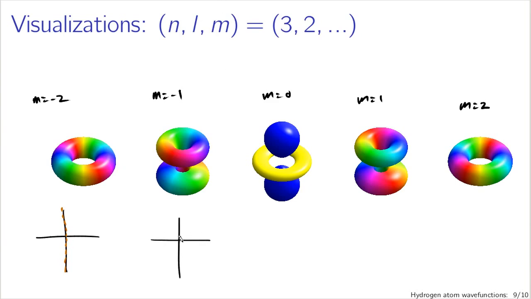If I draw my node pictures for this case, particle is unlikely to be found along the z-axis and unlikely to be found on the xy plane. So we have sort of two separate donut shapes.